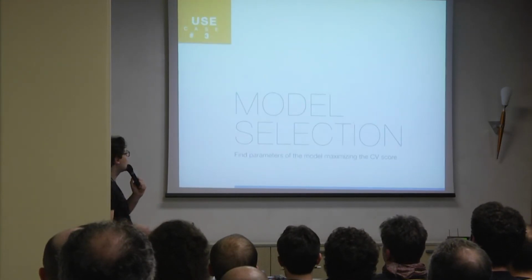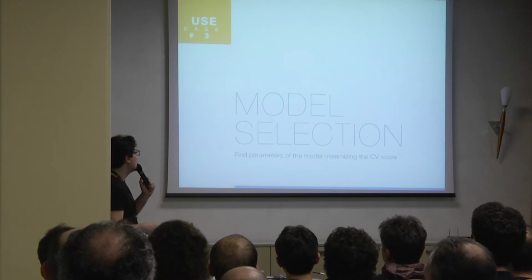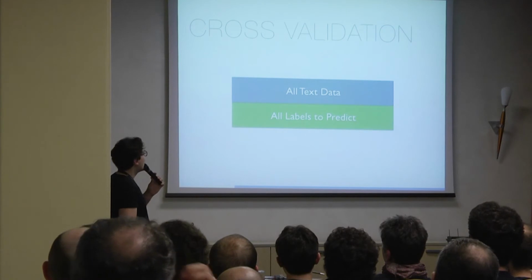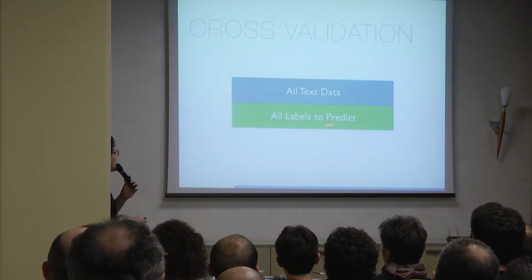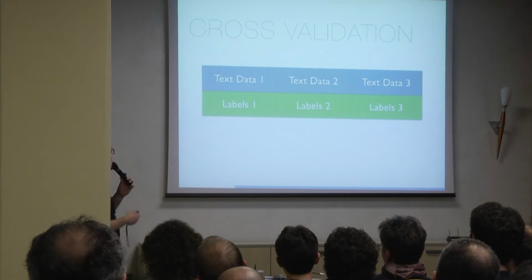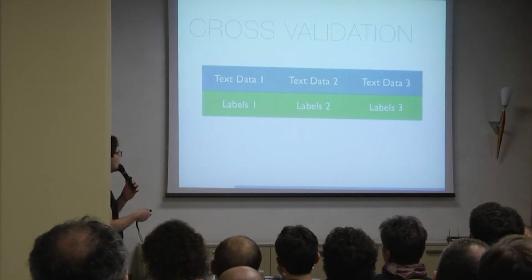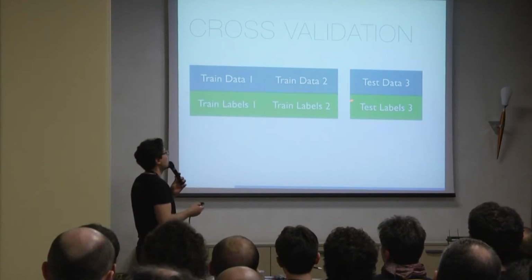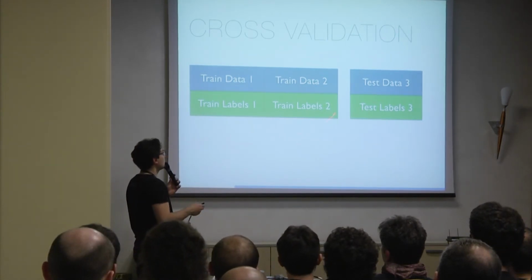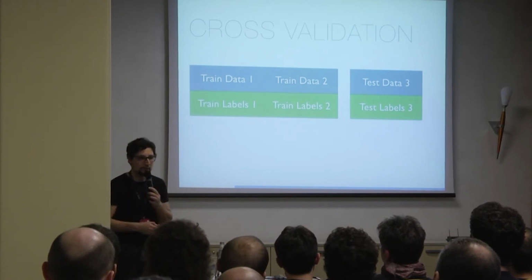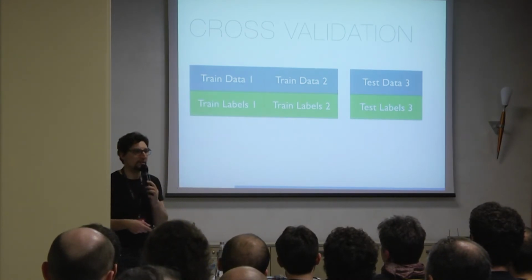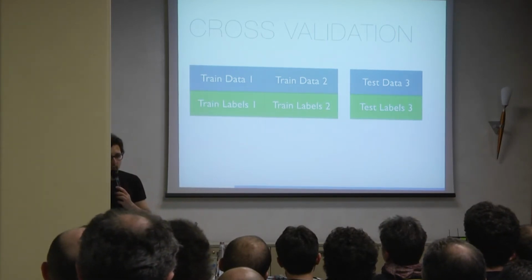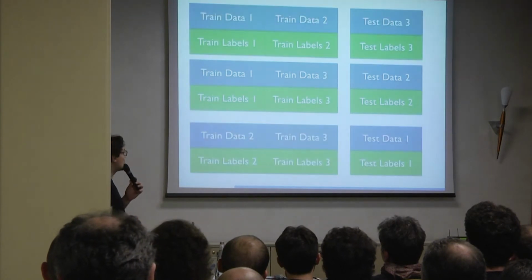The last example I would like to mention is the model selection about calculating the cross-validation score. Here we have again all the textual data, all the labels to predict. Again, we use the same strategy to divide the data into different buckets. And in case of cross-validation, the problem is to use these 2 buckets for training and this one for test, and iterate the computation by switching the roles of every bucket at every cross-validation iteration.